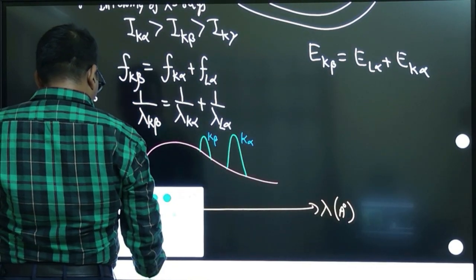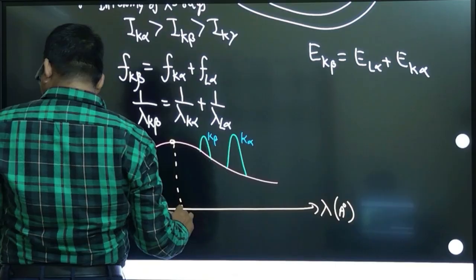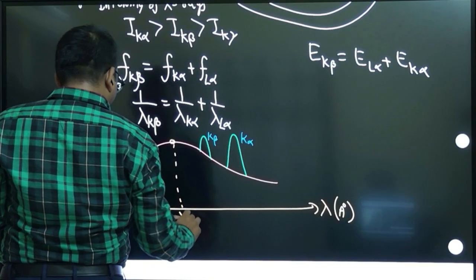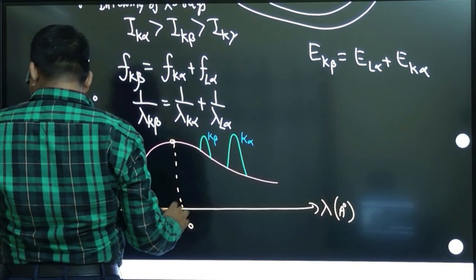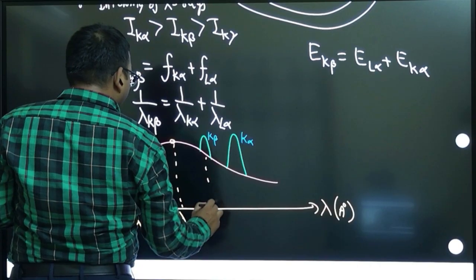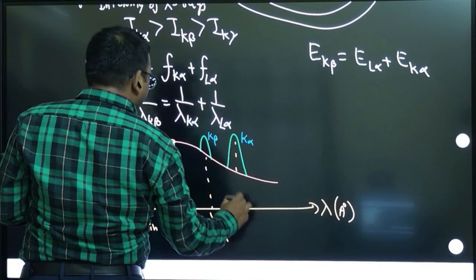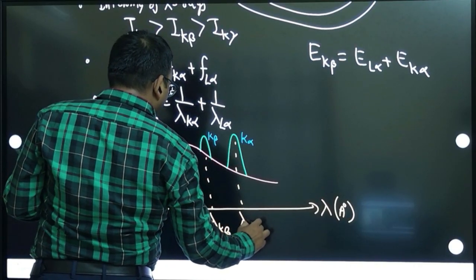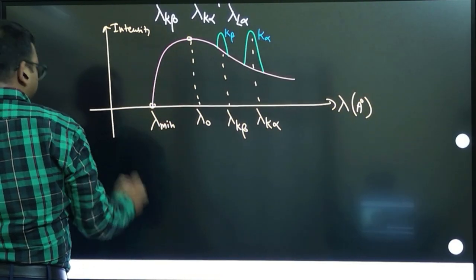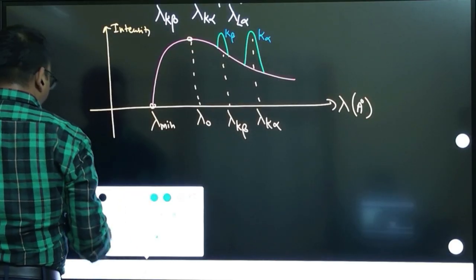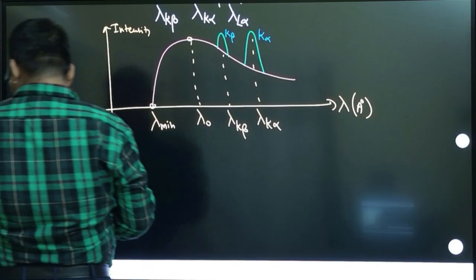And here we already know that this is the maximum point intensity. Let us write this as lambda naught and let us write this as lambda minimum or cutoff wavelength. So this corresponds to lambda of K beta, and this corresponds to lambda of K alpha. Now here there are some important points in this graph which we have to note. Note these important points.